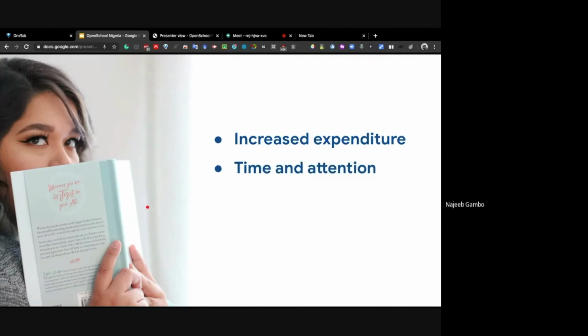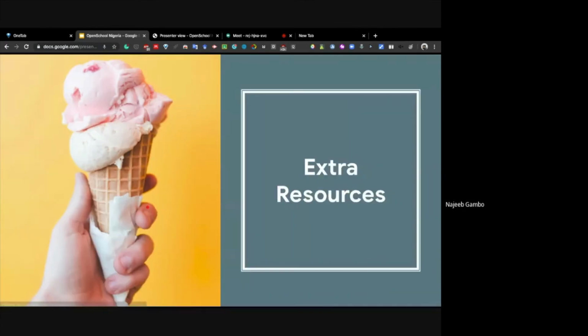And time and attention. Wallahi, not every parent will have this. Some have 8 kids, some have 9 kids, and they have to do the household activities, and their parents may not be around. So how do you manage 8 kids in the school? So time and attention, and you have to be a second teacher. These are some of the challenges.